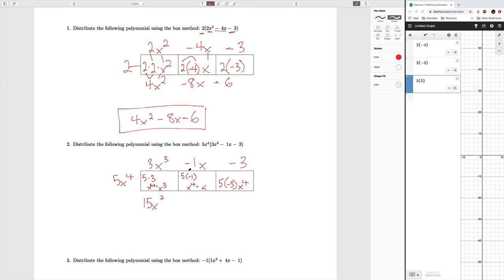And then over here, we've got 5 times negative 1, which is negative 5. And then we have x to the 4th times x. And if there's no exponent on this one, it's just to the first power, remember? So it's 4 plus 1, so x to the 5th. Over here we have 5 times negative 3. If you forget what a negative times a positive is, you can always just type it on the calculator. 5 times negative 3 is negative 15x to the 4th. So when we write this whole thing, it'll be 15x to the 7th minus 5x to the 5th minus 15x to the 4th.